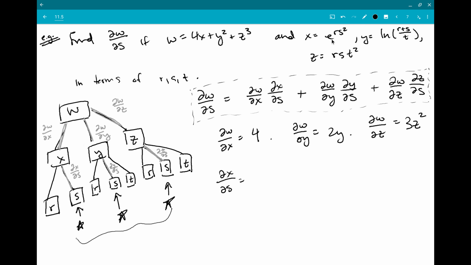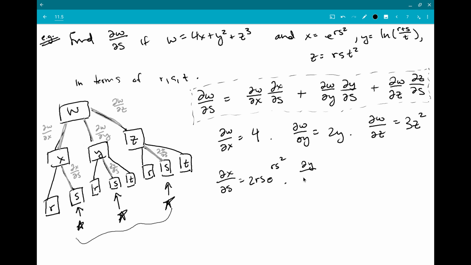So the derivative of e to the rs squared. My exponentials always stay the same, and then I pull the derivative out front. So that becomes 2s times r. Just a chain rule for a function of one variable, really. We're treating r like a constant for this partial derivative. I know we're struggling with getting the hang of that.